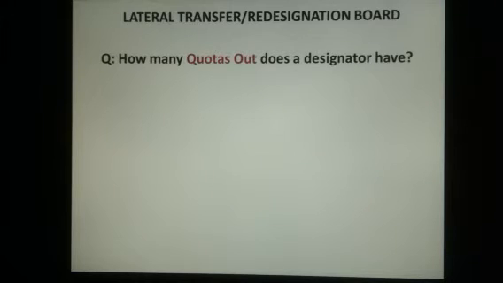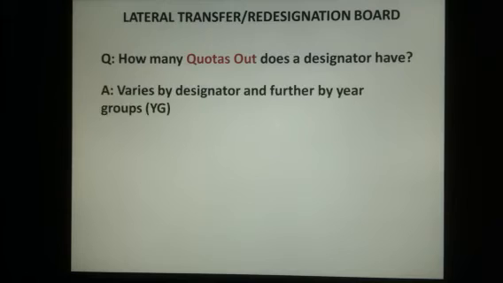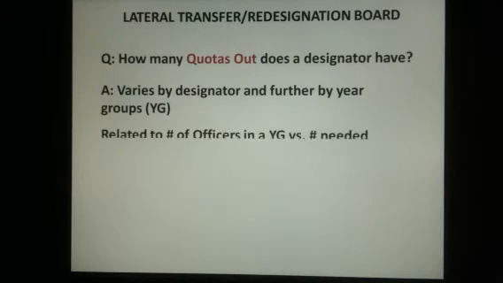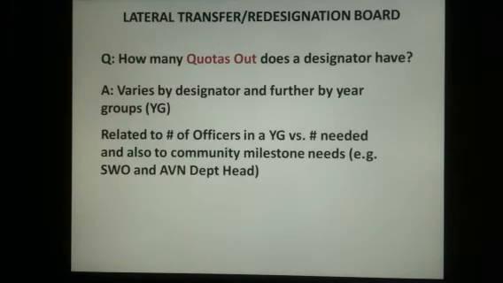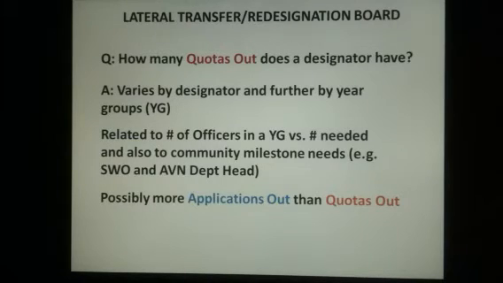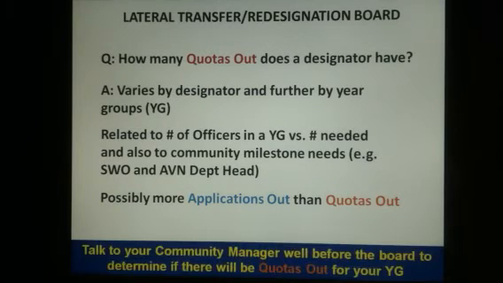The first one is, how many quotas out does a designator have? And the answer is that it varies by designator and further by year group. The number of quotas out is related to the number of officers in a year group versus the number of officers that are needed in that year group. And it's also related to community milestone needs. It's possible that there may be more applications out than there are quotas out in a particular year group and designator, so it's important to talk to your community manager well before the board to determine if there will be quotas out for your year group.